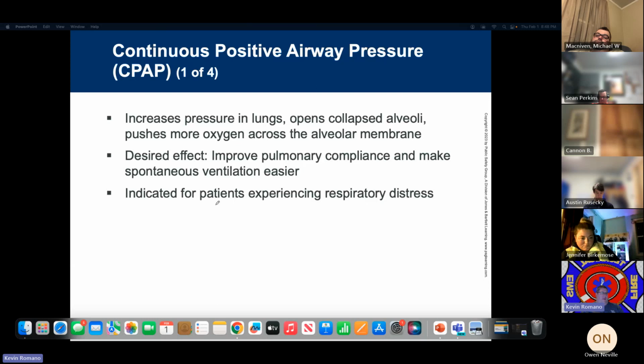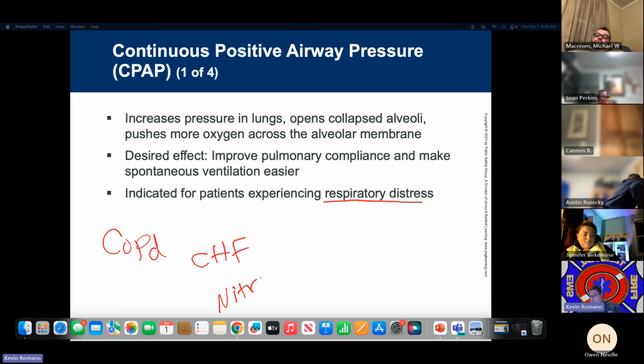Right, so indications for CPAP: patients experiencing respiratory distress. So things you can use it for are COPD, CHF, or different things you can utilize CPAP for. But in conjunction with these, we'll line across this, nitrates or dilators. So bronchodilators for this, nitrates for this.